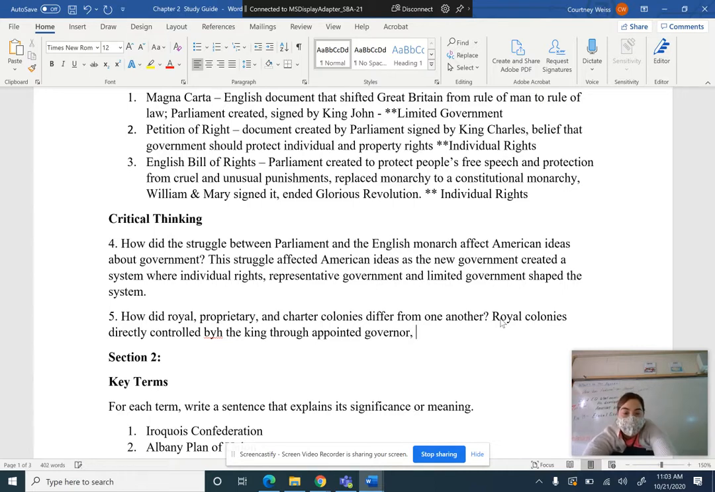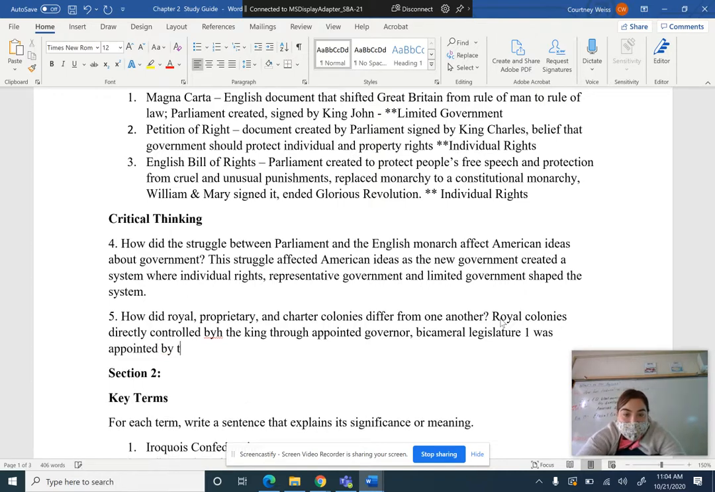Good. And then yeah, they're also bicameral. Yes, they had a bicameral legislature. One was appointed by the king? Yep. The upper house was appointed by the king, and the second was elected by the people. Good. So that's the royal colony.